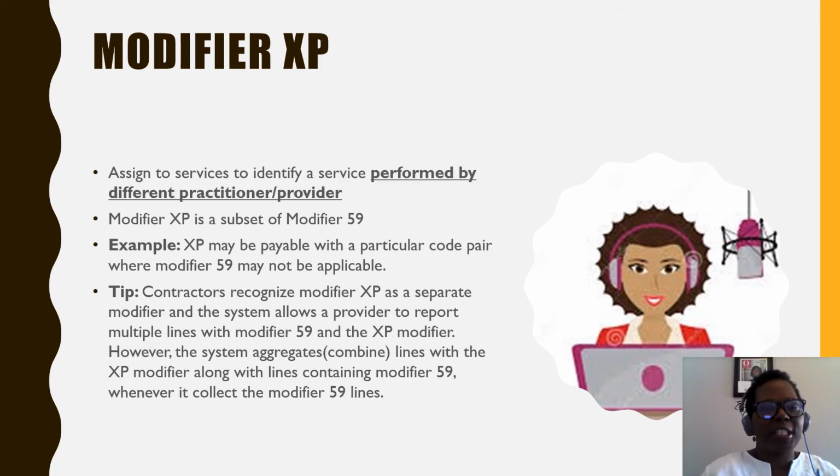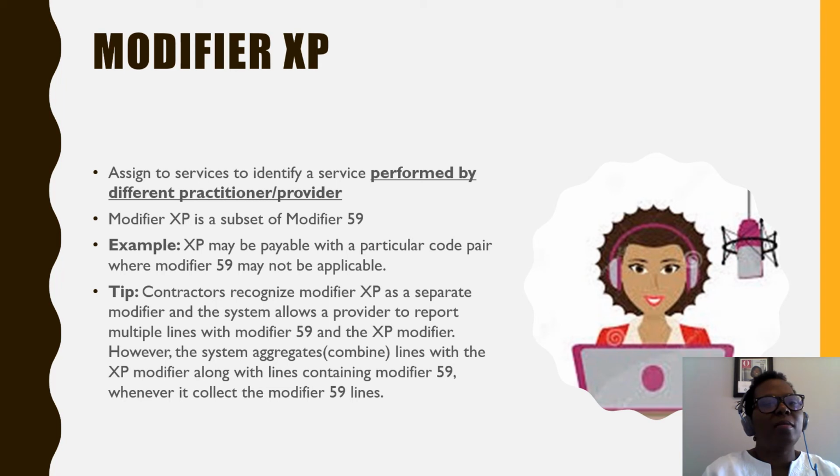So here we have modifier XP, which is to be assigned when a service is performed by a different practitioner or provider. Now, the difference between the XP and the XE is... excuse me, hold on, I'm getting confused myself. Okay, so we're back. XE represents the different procedures, right? And of course that's going to be by different providers. The XP represents the different providers, but this is different in the sense that it was at the same encounter, okay?